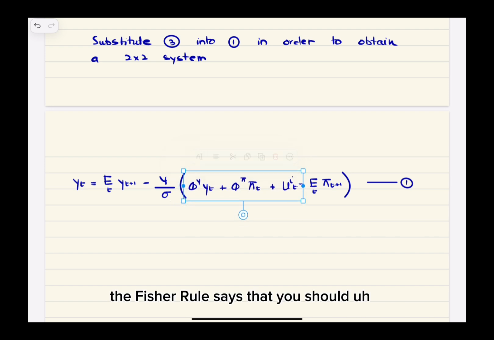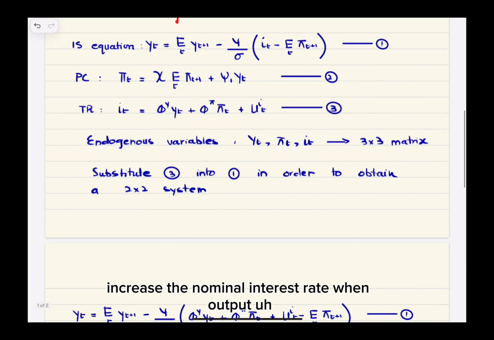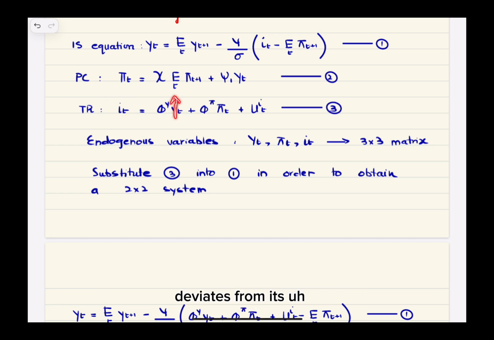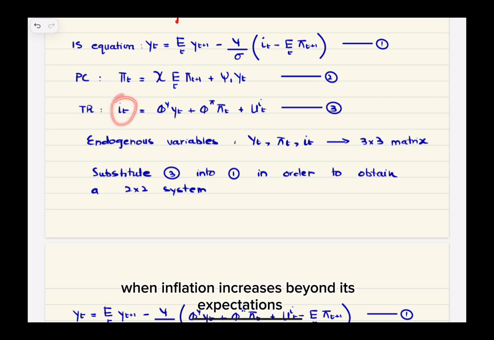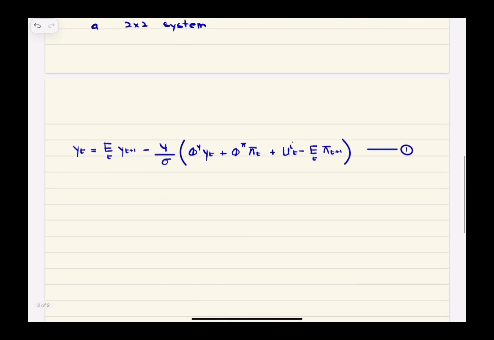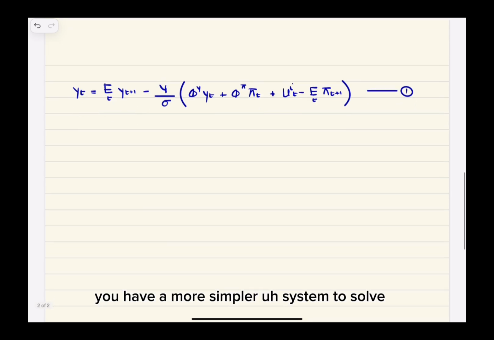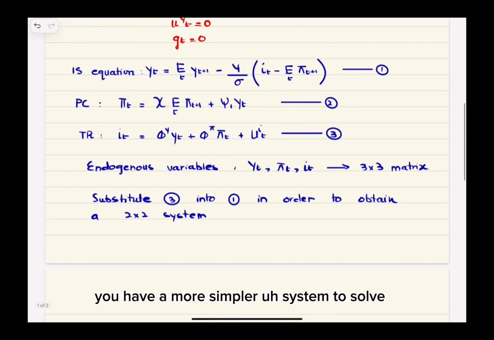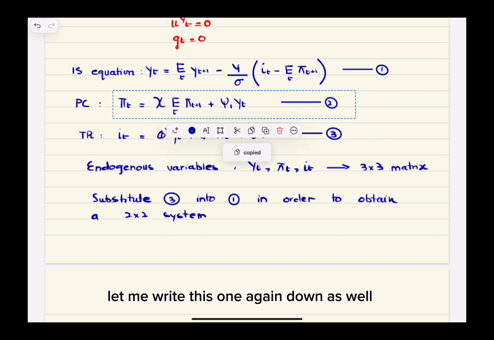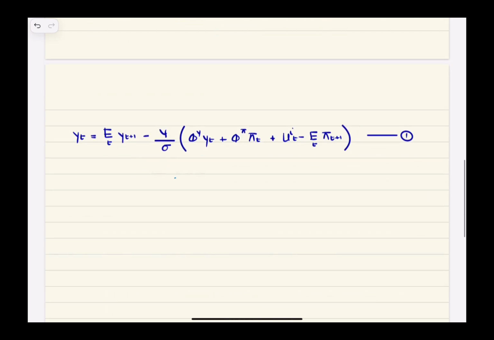The Taylor rule says that you should increase the nominal interest rate when output deviates from its natural levels, and increase the interest rate when inflation increases beyond its expectations. Okay, so now that we've done this, you have a simpler system to solve. Let me write this one down again as well.